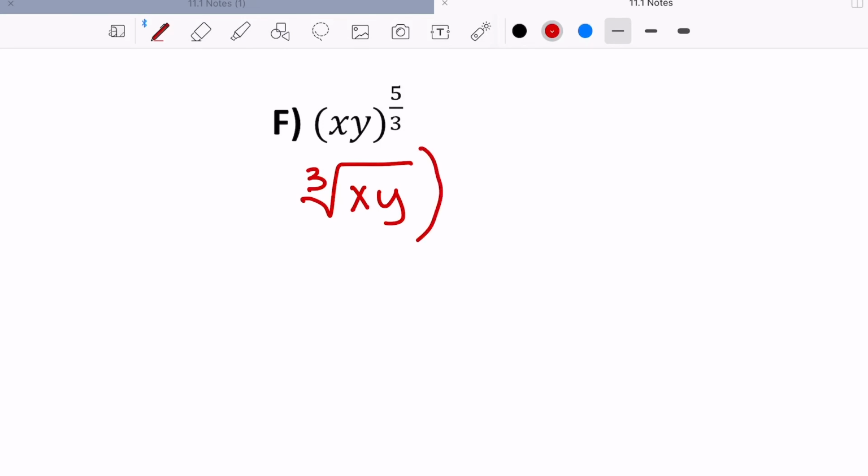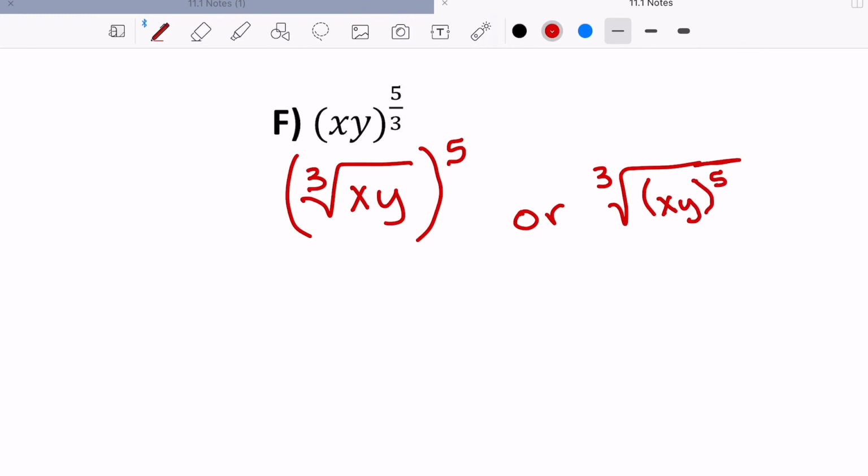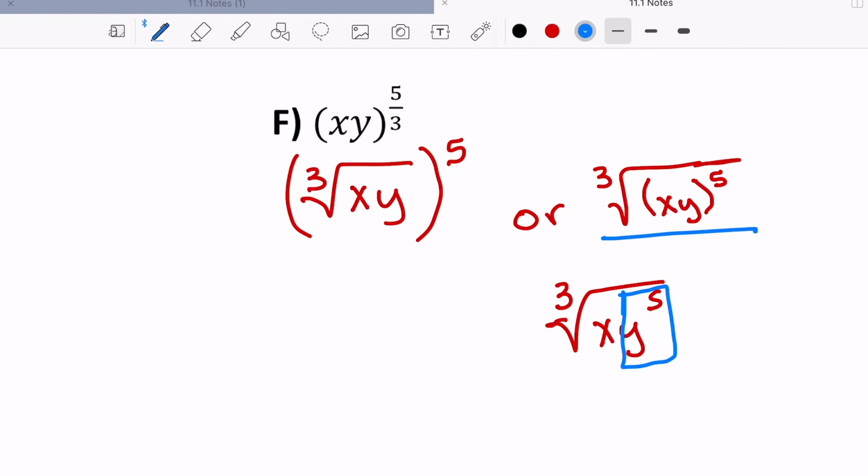When we raise it to the power of 5, remember there are 2 different ways we can write this. We can write it with the power of 5 on the outside, or if you choose to write it on the inside, you must keep xy in parentheses to indicate that the 5 pertains to both of them, okay? If you were to write it out like xy to the power of 5, then you are telling me that the 5 only applies to the y and not the x. So if this is the method you are using, be very cautious when you're working with exponents. Make sure you're writing them correctly.